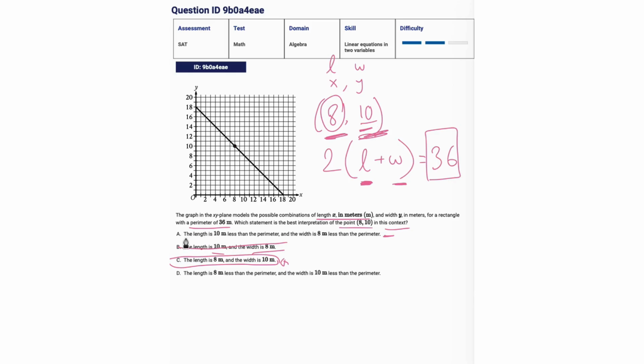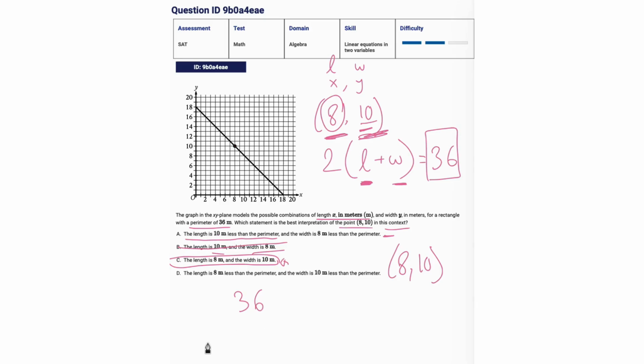However, if you do want to understand this, I'll explain it right now. What is it saying? The length is 10 meters less than the perimeter. What is this even saying? Because 8 and 10, correct? It's saying that the length of, well, 36. The length is 10 meters less than the perimeter.